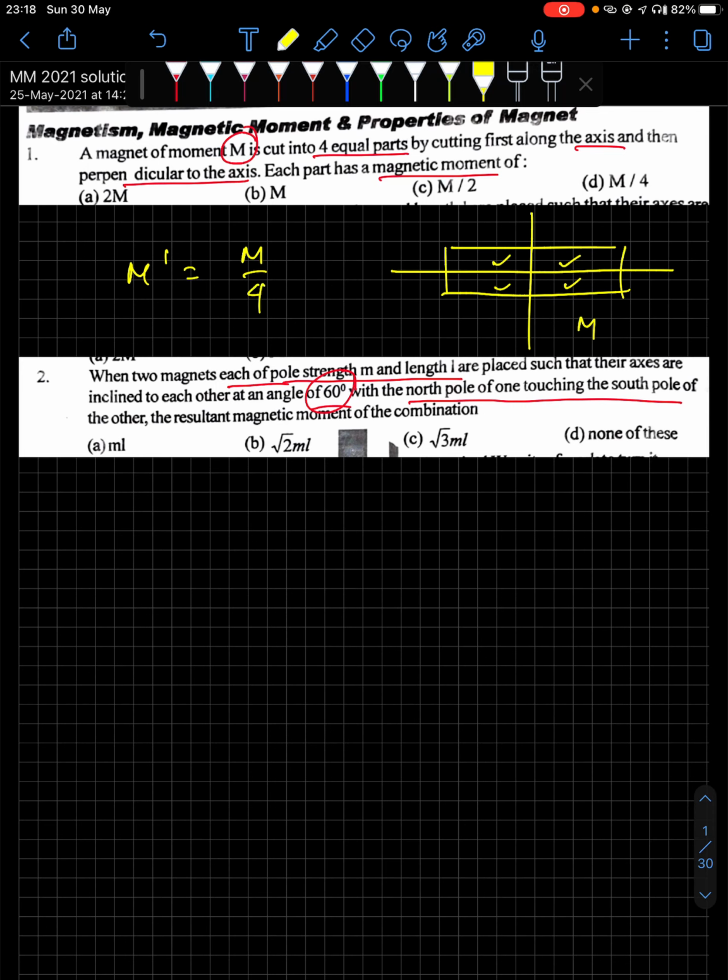In case you want to go through the theory once, it's equation number 11 in the PDF. You may go through that.